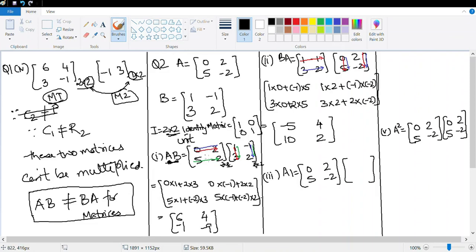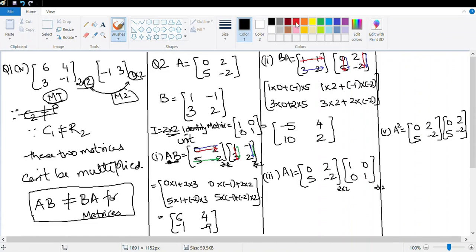Let's look at question number 2, part 3. We need to find AI. An identity matrix is always a square matrix with the primary diagonal as 1 and all other elements as 0, and we need to have compatible matrices for multiplication. This is a 2 by 2 matrix, which means I will have to be a 2 by 2 matrix. So I in this case would be 1 0, 0 1.